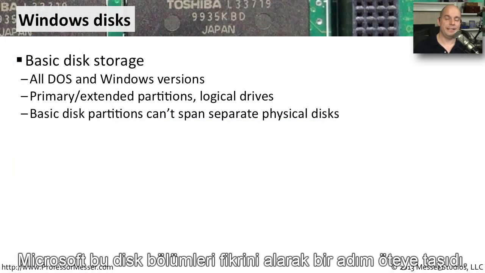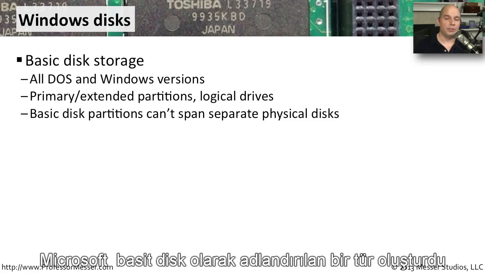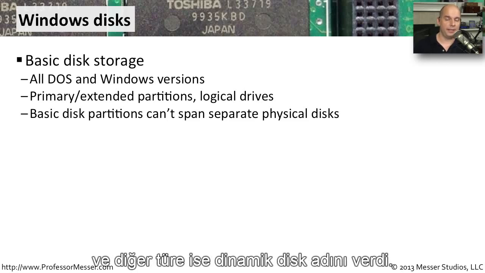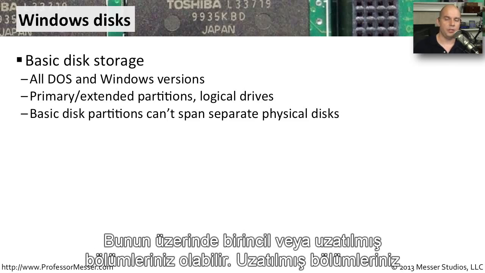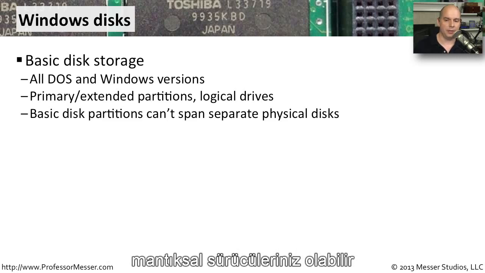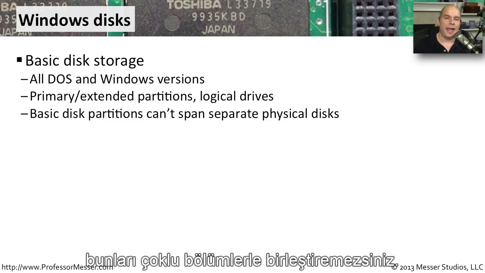Microsoft takes this idea of partitions and disks and takes it one step further. Microsoft has also created a type of disk called a basic disk and another type called a dynamic disk. A basic disk is one that either has DOS or Windows installed on it. You can have primary partitions and extended partitions on it with logical drives inside of that extended partition. What you cannot do in Windows is take data and span it across multiple partitions using these basic disks.